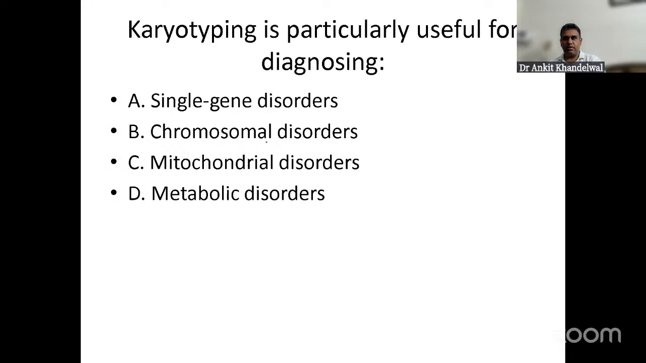Last MCQ, all the best. I guess this we have done. Karyotyping is particularly useful for diagnosing some sort of related disorder. Karyotyping: the structure of chromosome is what is seen over there, right? The structure of chromosome is what is seen over here.